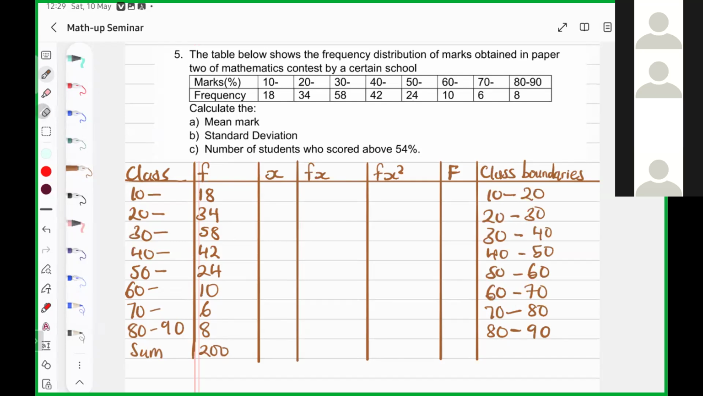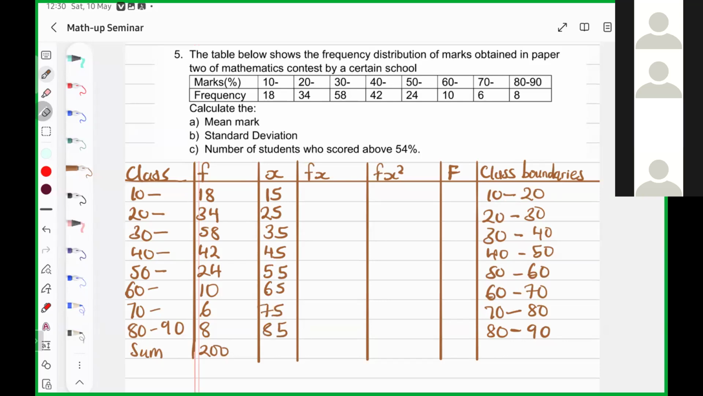Then the x value for the first class, I'll get the average of the class bound: 10 plus 20 divided by 2, which gives me 15. Then 20 plus 30, 50 divided by 2, 25. This is 35. This is 45. This is 55. This is 65. This is 75. This is 85.